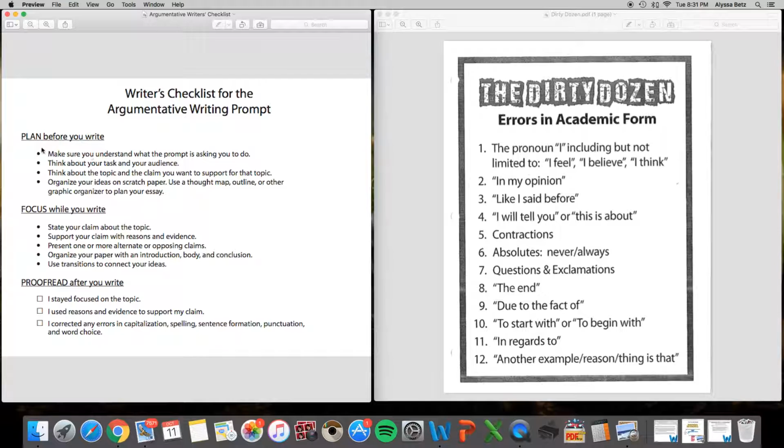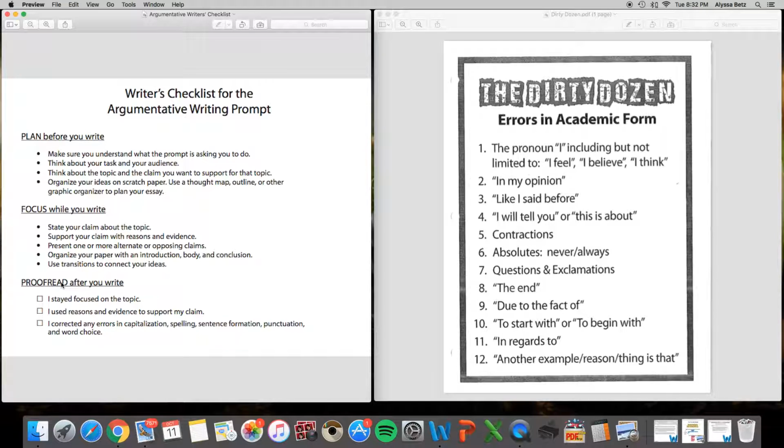After you go through the planning process, you're going to start focusing on your writing. You're going to state a claim about the topic, support your claim with reasons and evidence, and present one or more alternate or opposing claims, which is called a counter-argument, which we will get to in another mini lesson. You'll organize your paper with an introduction, body, and conclusion paragraph, and you will use transitions to connect your ideas. Each of these is going to be a separate mini lesson that we'll do, and at the end we'll put all of the pieces together to construct a final piece that you'll submit for a grade.